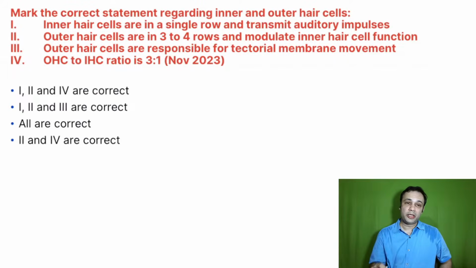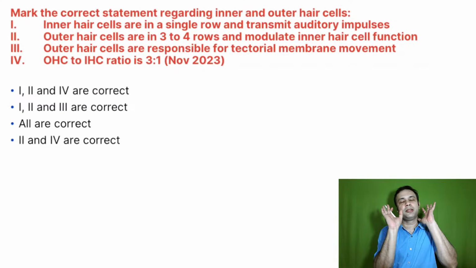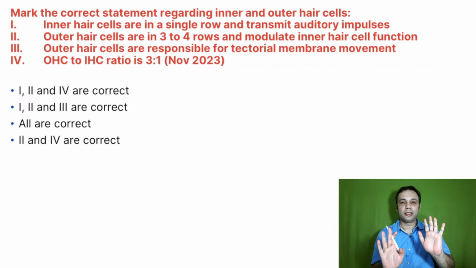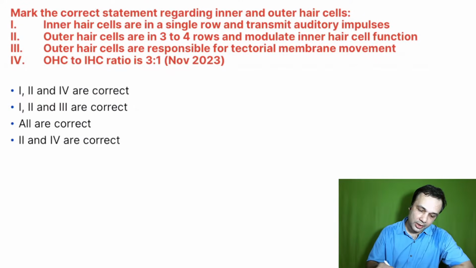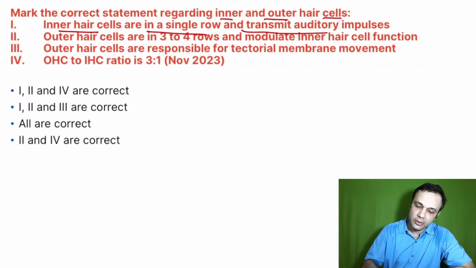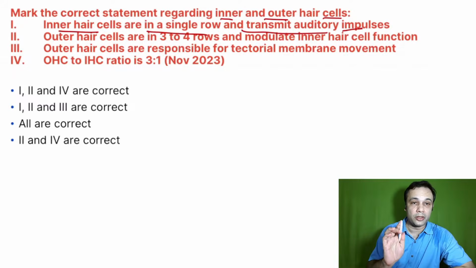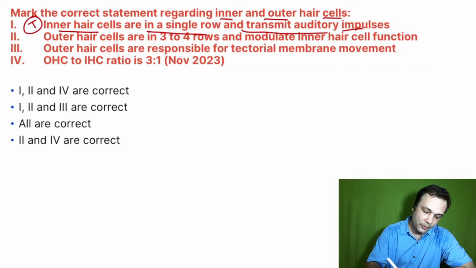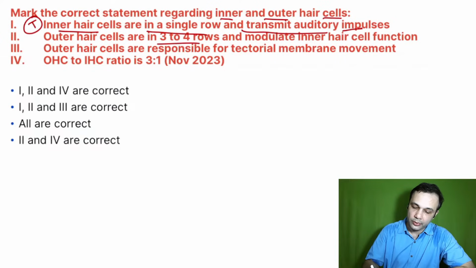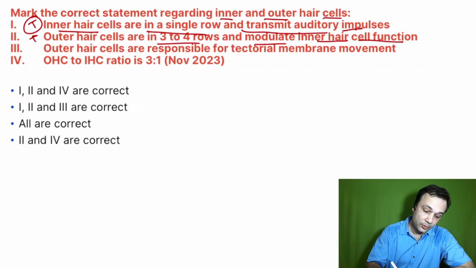Let's come to this multiple choice. We can run through this. It's very, very simple. You just need to imagine the organ of Corti and that is done and dusted, right? So when you look at this, mark the correct statement regarding inner and outer hair cells, right? So you have the inner hair cells, which are single in row, transmit auditory impulses. True or false? This is inner hair cells are always single row. So this is true. Outer hair cells are 3 to 4 rows and modulate inner hair cell function. True or false? This is true.